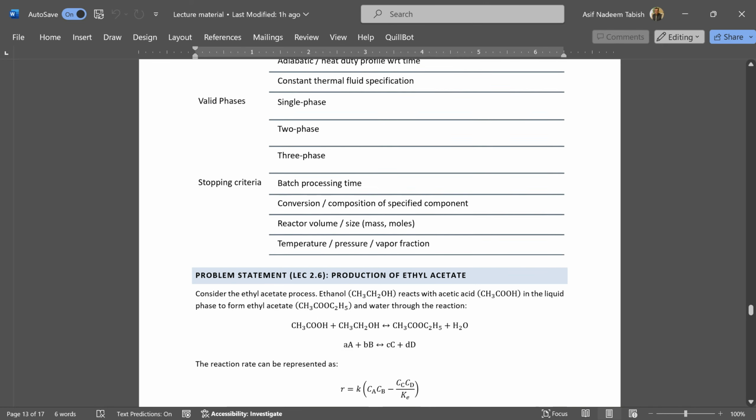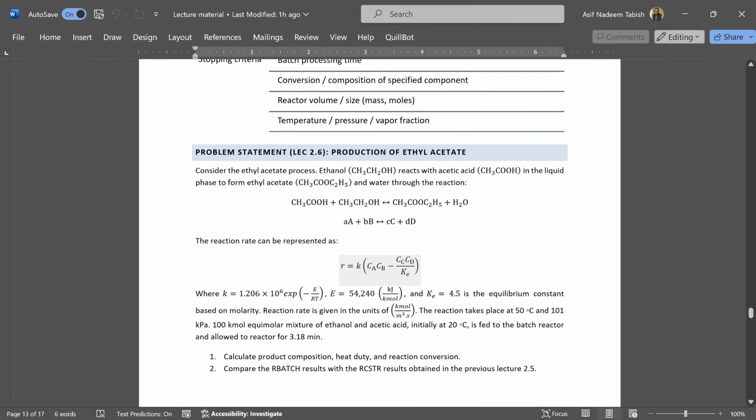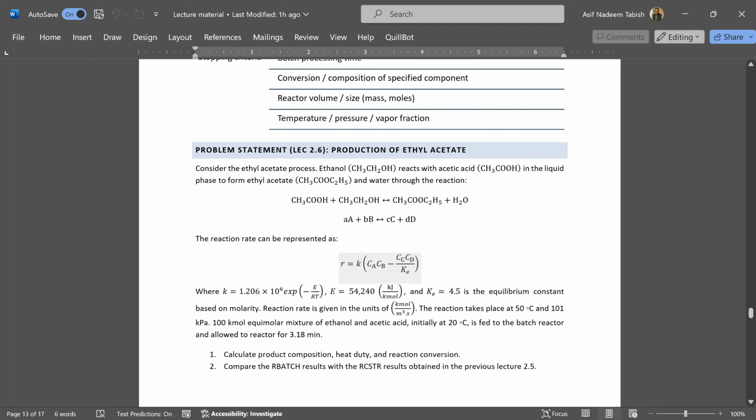Let's consider the following problem statement for practice of the batch reactor. This is the same problem statement as simulated in the previous lecture, lecture 2.5. We'll solve the same example for the batch reactor and compare the results with the results of the continuous stirred tank reactor.